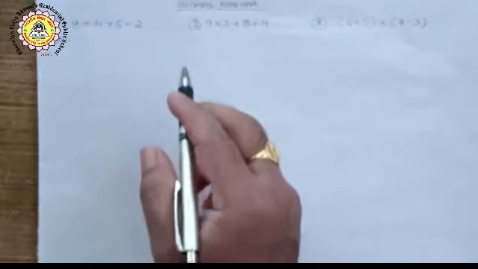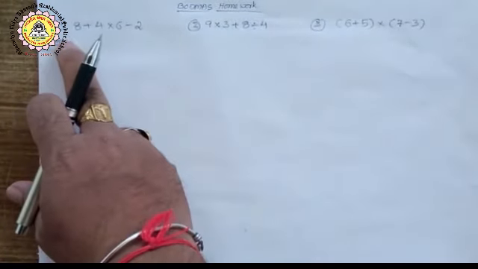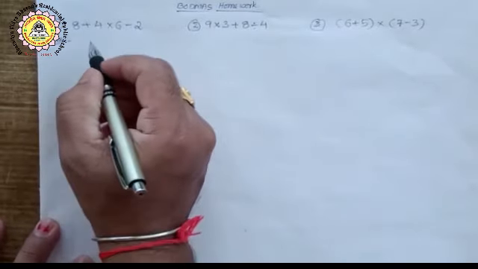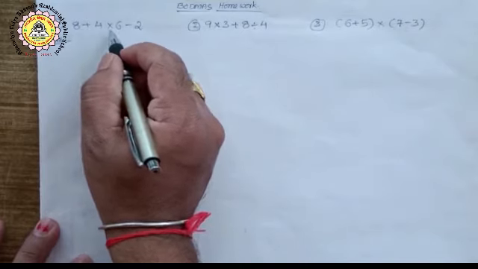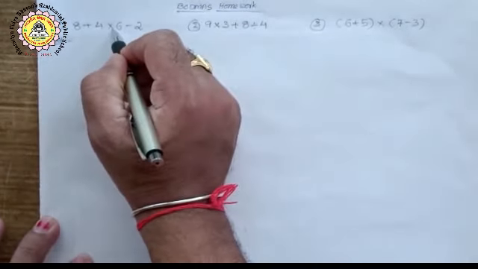Students, let us know the answers for the given homework regarding BODMAS. See the first one, 8 plus 4 into 6 minus 2. What are the operations given to us here? Plus, into and minus. Among these operations, for which operation do we have to give first preference? For into we have to give the first preference.